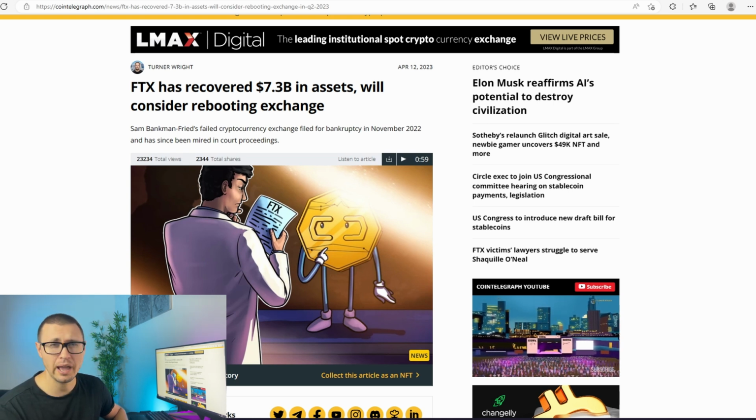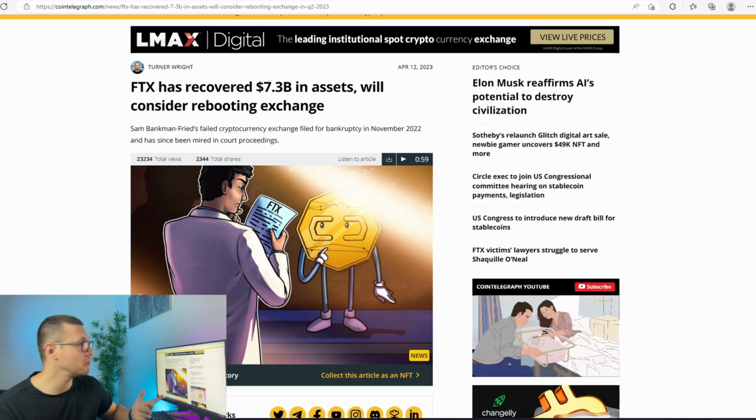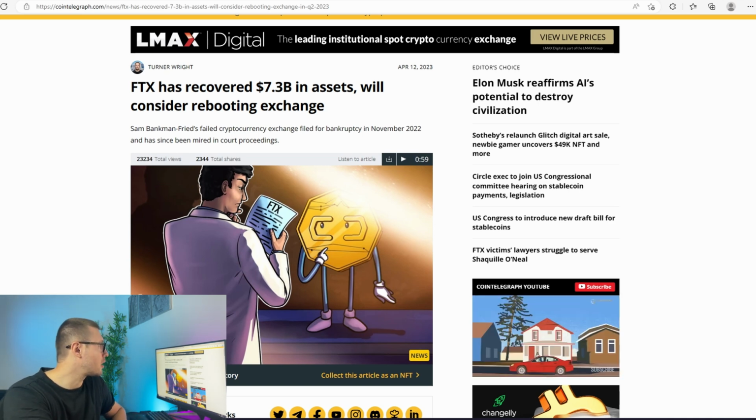And people are actually angry because people want their money back. First give the people their money back, then you can rethink rebooting the exchange or whatever you want.